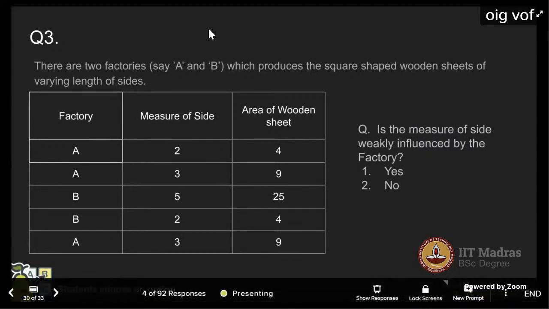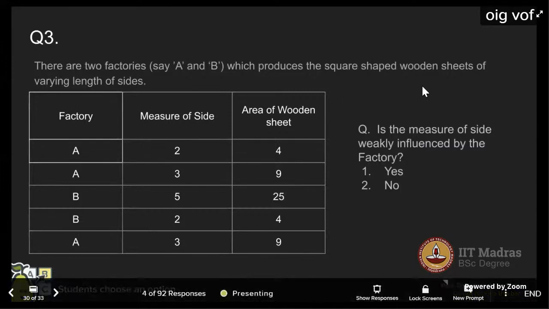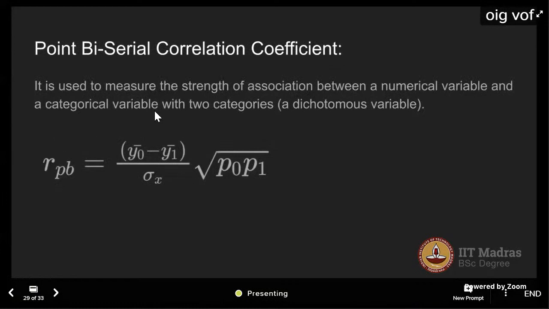In this question, we should calculate the correlation coefficient. The question is asking about the measure of side and factory, the relationship between the two. One is a categorical variable, one is a numerical variable. So for that we use the point biserial correlation coefficient, which is used between a numerical and a categorical variable.